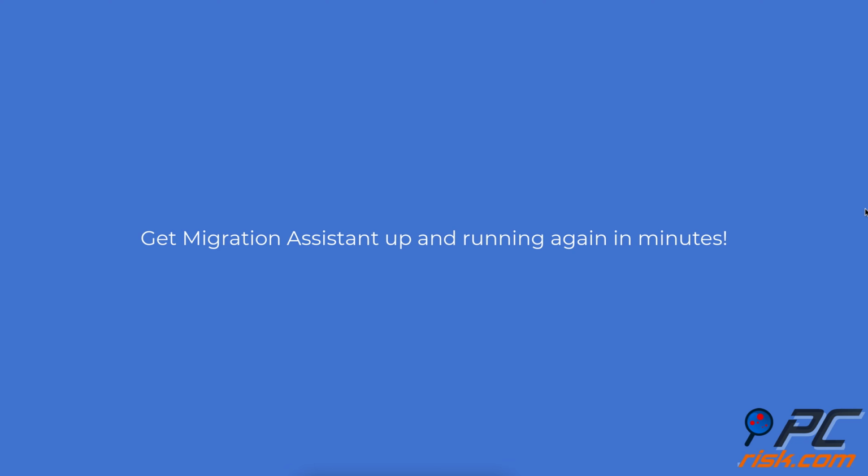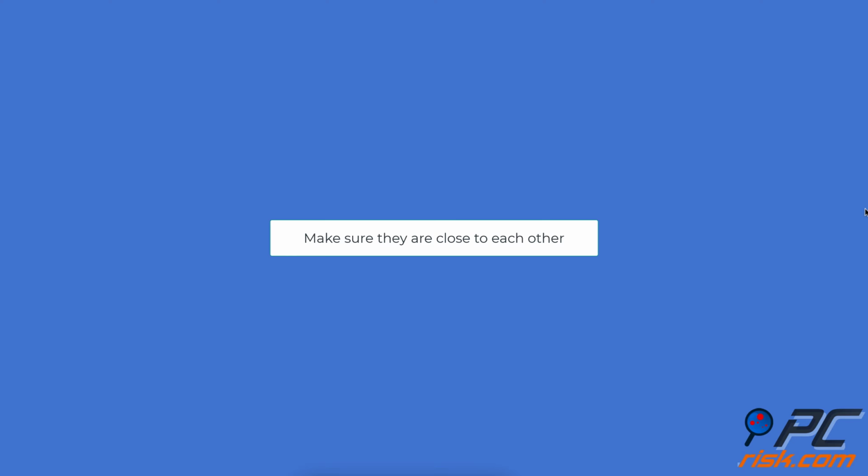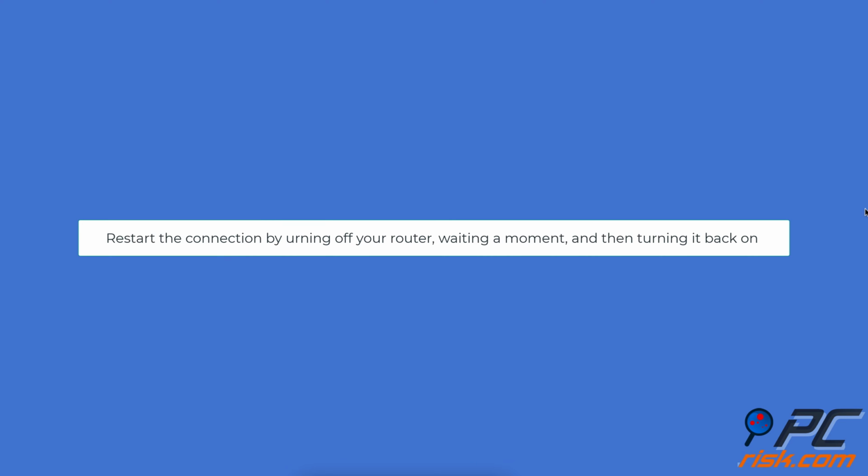Get Migration Assistant up and running again in minutes. Check the internet connection. Make sure both of your devices are connected to the same Wi-Fi network. Having them close to each other can also boost the strength of the connection. Sometimes, all your network needs is a fresh start. Turning off your router, waiting a moment, and then turning it back on can restart your connection.